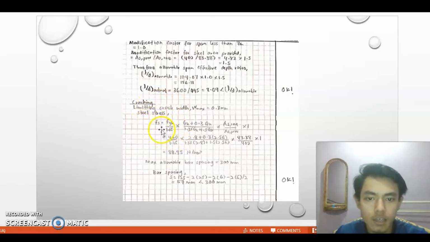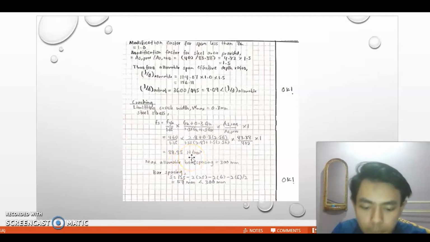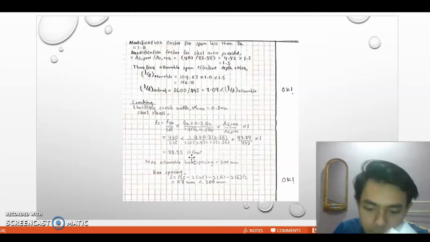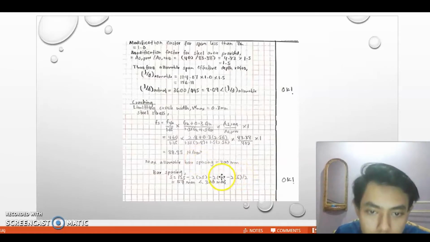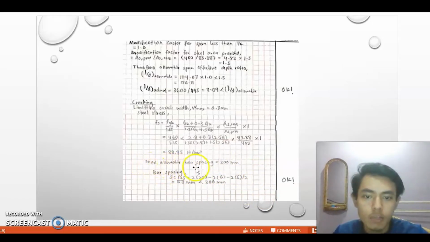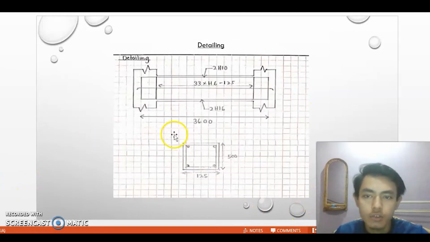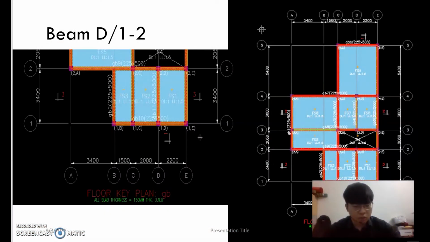Okay, next, this shows the modification and calculates the cracking. For the cracking fs, we get 38.85 N/mm². Max allowable bar spacing is 300 mm. Bar spacing we get 57 mm, which is less than 300 mm. So okay, this is also okay. And then I will show the detailing. And this is the detailing of beam D34. That's all. Thank you.